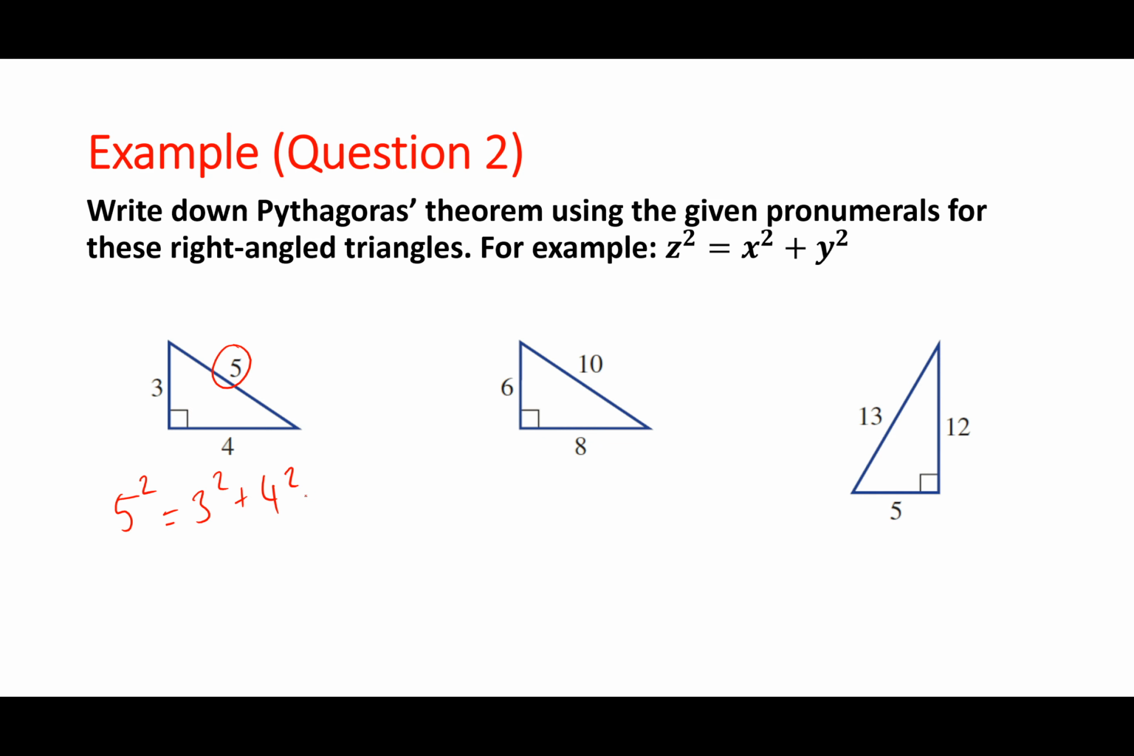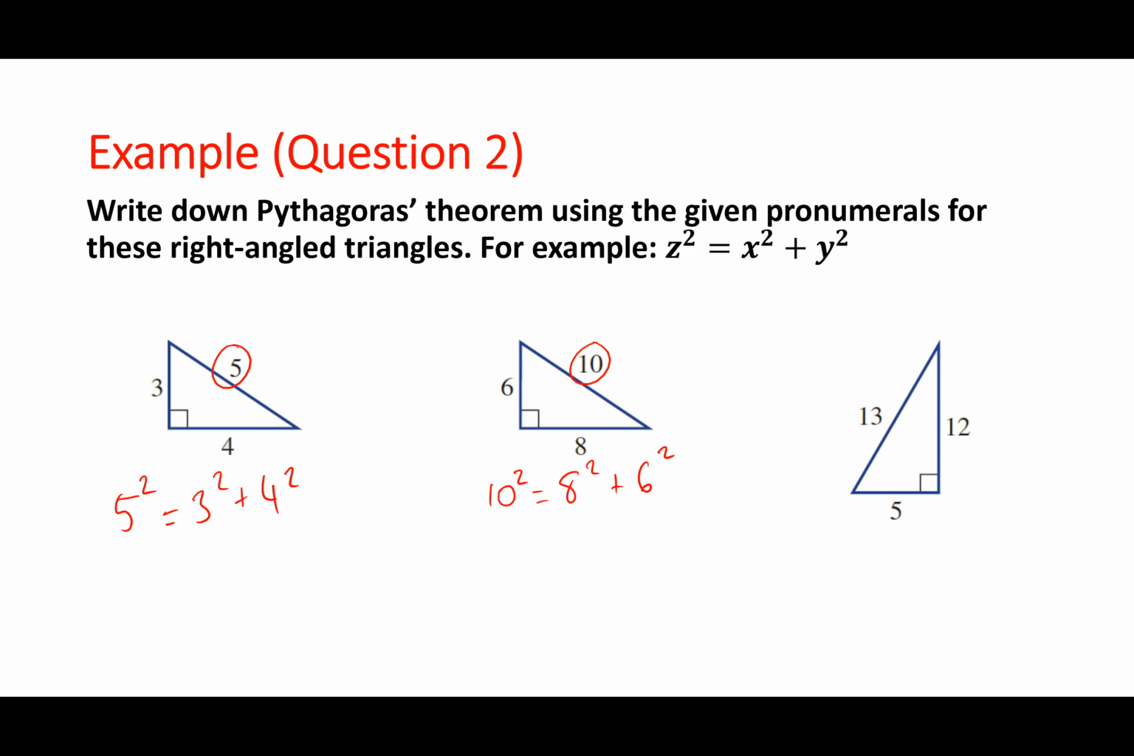For this one, the hypotenuse is 10, so we're going to write 10 squared is equal to the other 2 sides squared added together. For the last one, 13 squared is equal to 5 squared plus 12 squared.